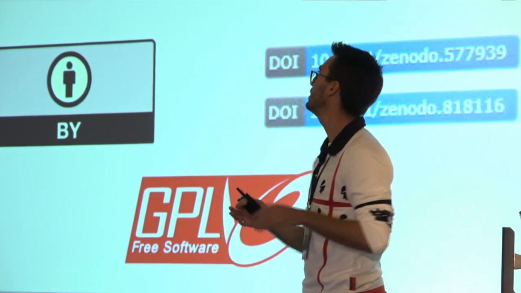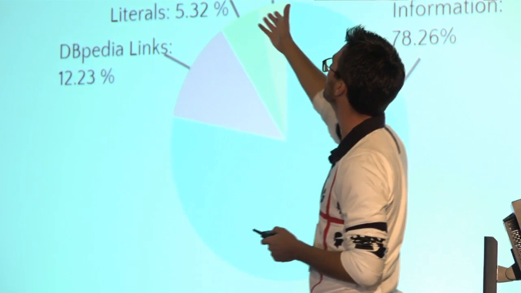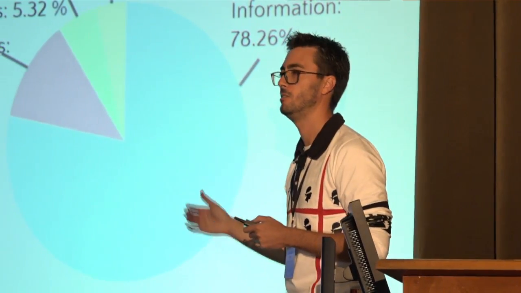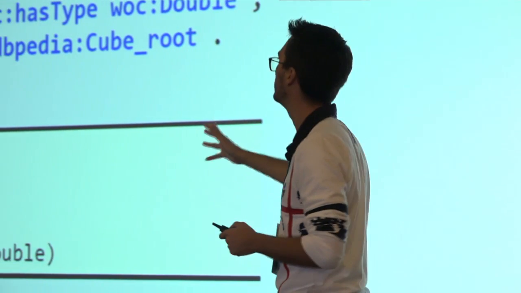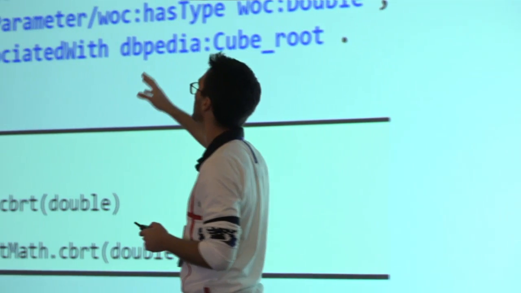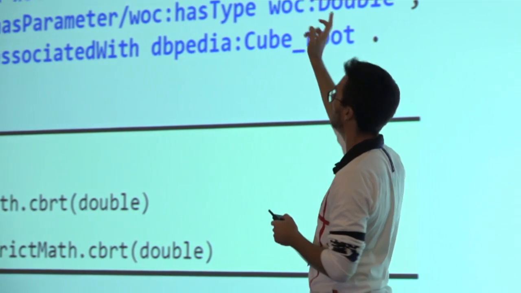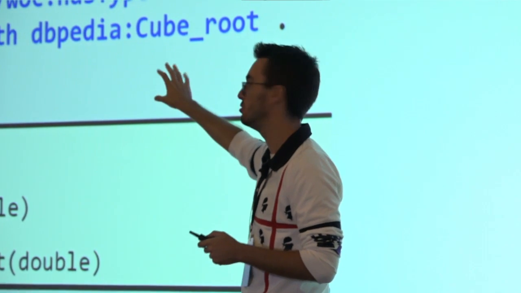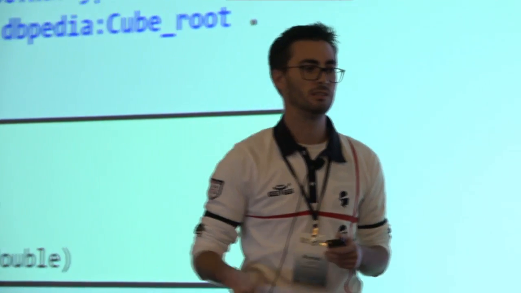We basically ran the code ontology parser over OpenJDK8, and so we produced a big dataset. It's 2,500,000 RDF triples over OpenJDK. So, of course, it's easy to query this graph with SPARQL, and we can run a query like: find me all the methods with a parameter that has type double, and it's associated with the DBpedia cube root. So with SPARQL, by using code ontology, we can answer the initial question and find a number of methods that match this description, let's say, these constraints.